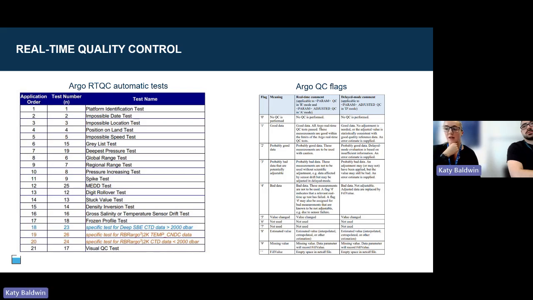Some real-time parameters, like the BGC parameters, are automatically adjusted by comparing to the reference data, so ship-based hydrographic data and World Ocean data. And this is done to remove any bias due to instrument errors or various technical issues. These data are not replacing the original data. The raw data are never changed. Instead, an adjusted version of the parameter is created.